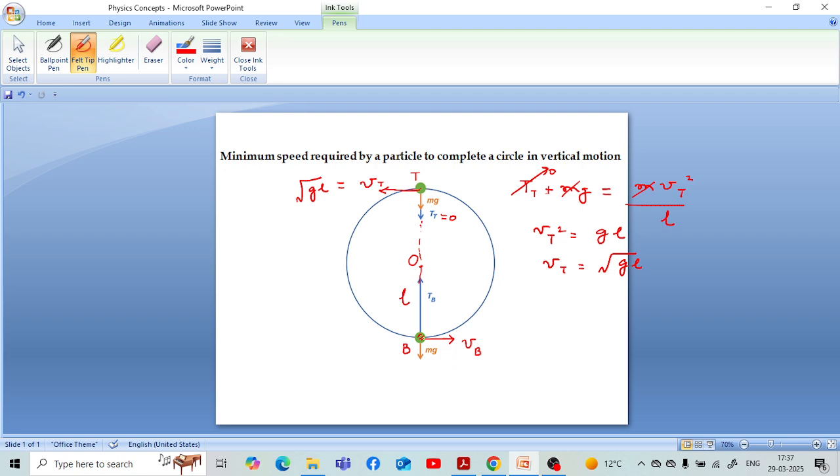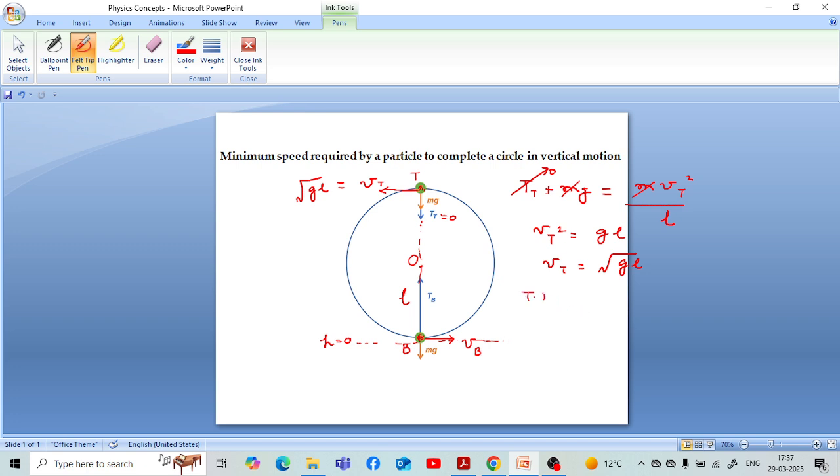Now to calculate the minimum speed required at the bottommost point so that it just completes the circle, we have to use the principle of conservation of total mechanical energy. So the total mechanical energy is conserved. The total mechanical energy at point B, the bottommost point, is equal to the total mechanical energy at the topmost point. Now we can choose any point as reference height 0. So let us choose the bottommost point as reference height 0.